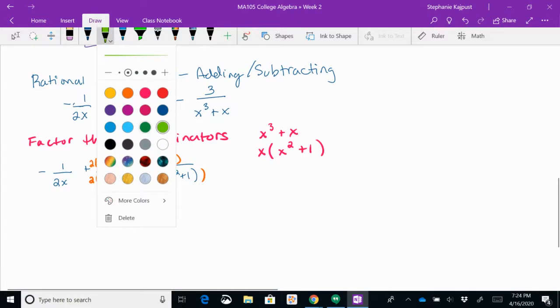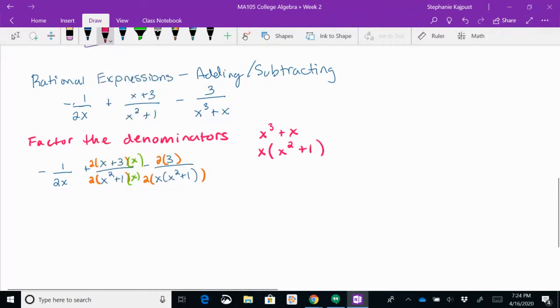So now the other thing that we have to look at is, let's use that color, that two of our fractions have an x squared plus 1, but the first one does not. So we have to multiply the denominator of the first fraction by x squared plus 1 so that it matches with the other denominators. So we need to multiply by x squared plus 1. I'm trying to squeeze it in here, but it's kind of messy.